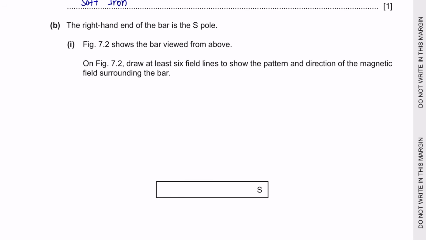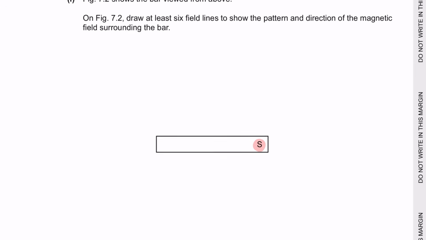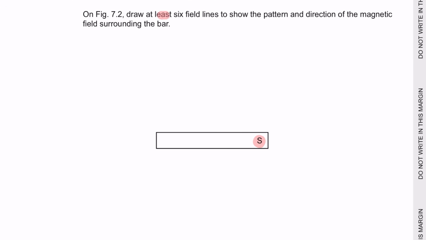Next question. The right-hand end of the bar is the south pole. Figure 7.2 shows the bar viewed from above. On figure 7.2, draw at least 6 field lines to show the pattern and direction of the magnetic field surrounding the bar. Remember that magnetic field lines always travel out of the north pole and enter the south pole.